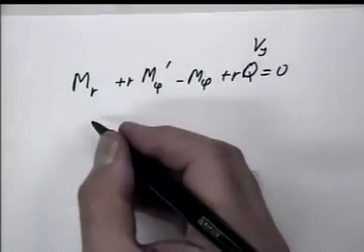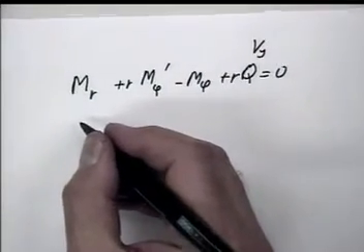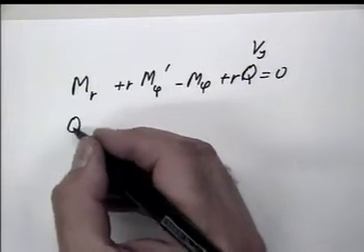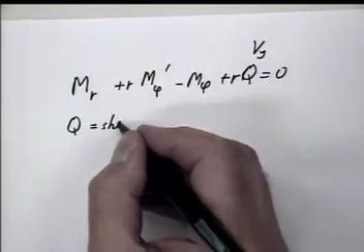Now, what we have actually is as follows. V, Q is a shearing force.